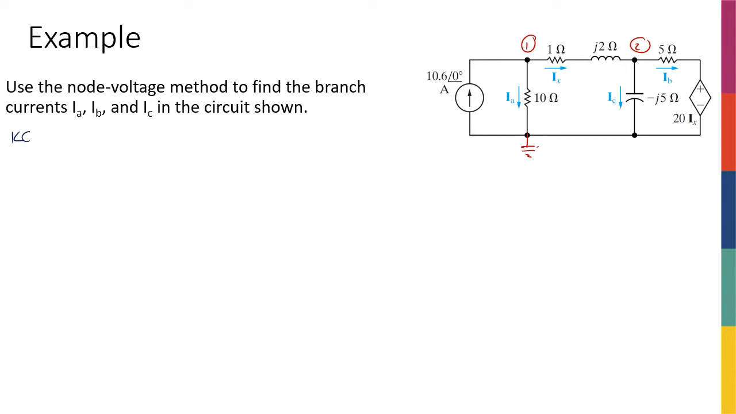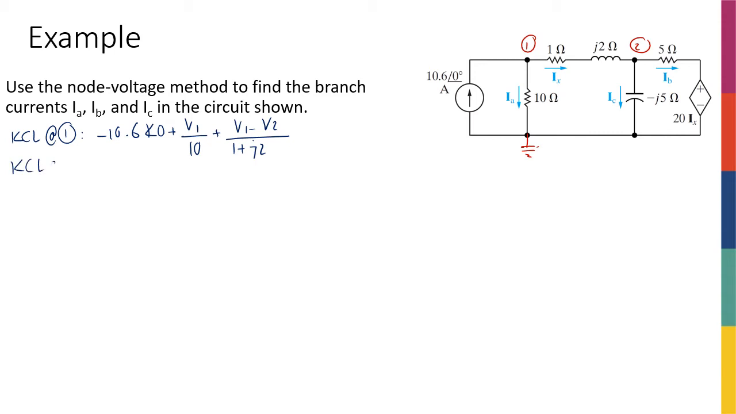So KCL at node 1, I'm going to have 10.6 coming in, so I'm going to write it as negative 10.6 with an angle of 0. IA is going out, so plus (V1 minus 0) divided by 10, plus (V1 minus V2) divided by (1 plus j2). Okay, so that's all I needed to write for the first KCL.